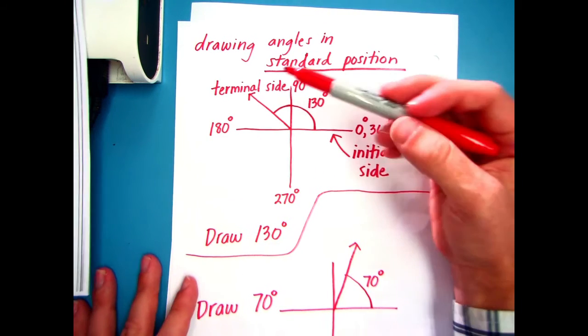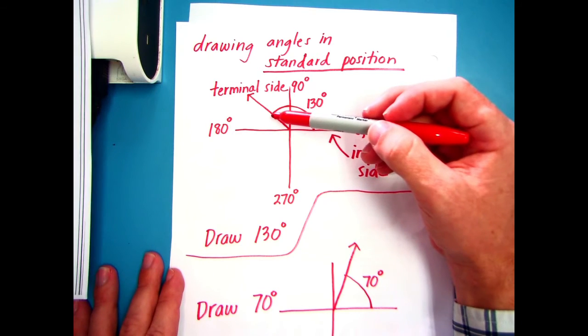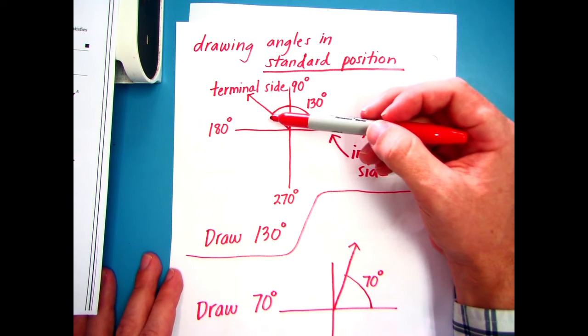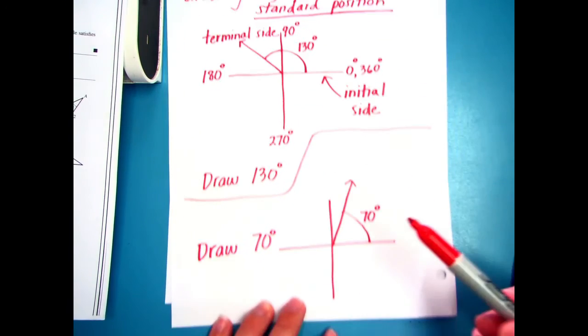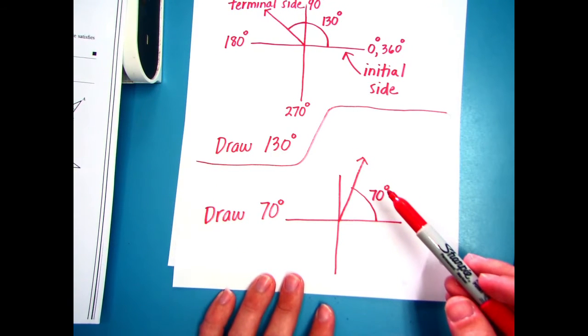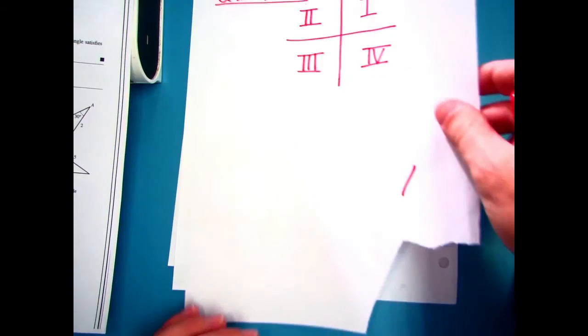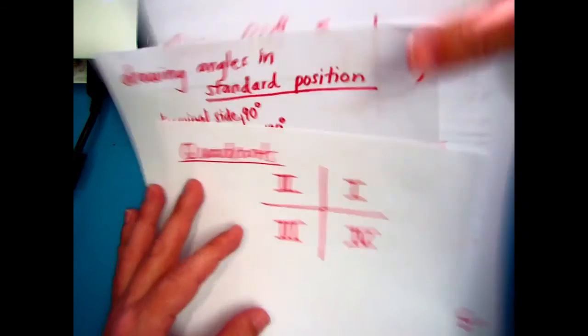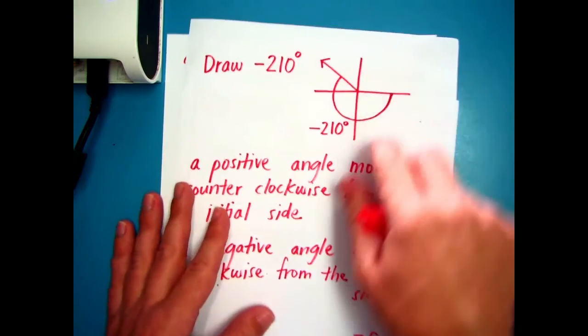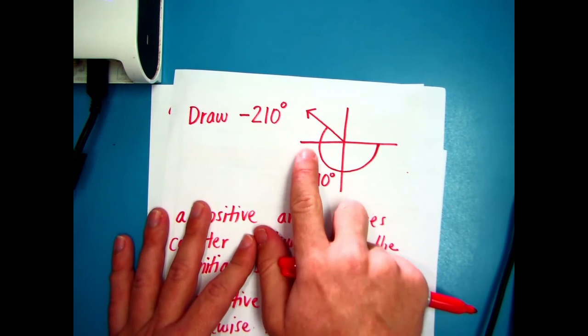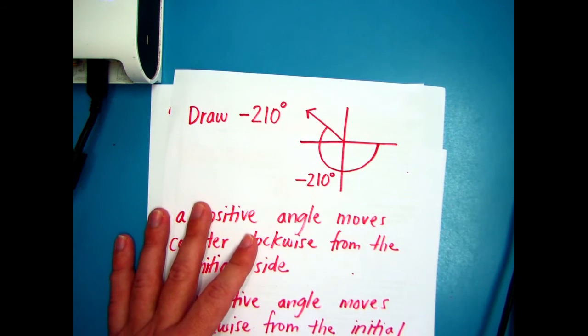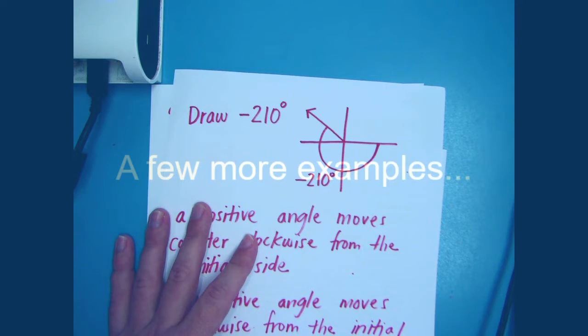So let's describe location with quadrant number. The first one we did, 130 degrees, that terminal side is in quadrant 2. The second one, when we drew 70 degrees, that was quadrant 1. And the last one we did together, negative 210 degrees, that terminal side ended in quadrant 2.